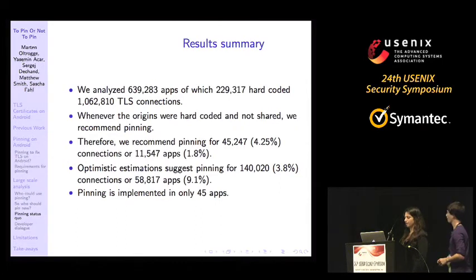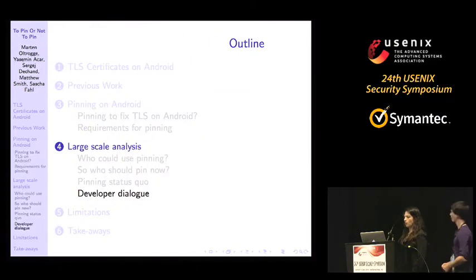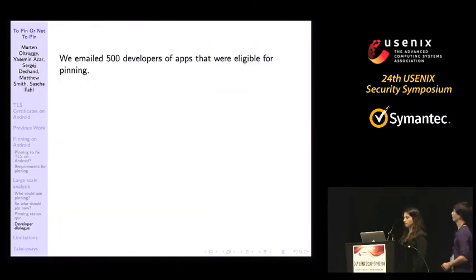However, pinning is implemented currently for 45 apps, and we wanted to know what we had to do to close the gap. So we want to boost that number. What we did was talk to developers. Of the apps we had identified as eligible for pinning, we contacted 500 developers. 45 responded, which wasn't too bad, so we didn't offer them anything, just asked them to kindly help us and asked them a few questions about pinning.